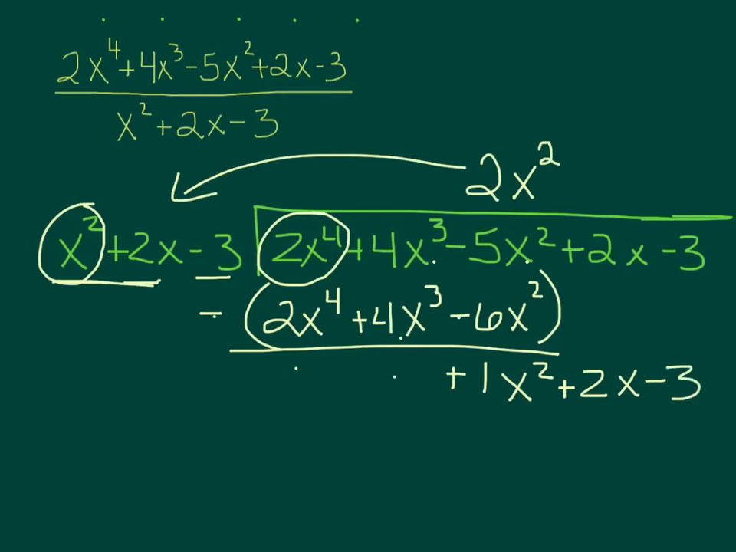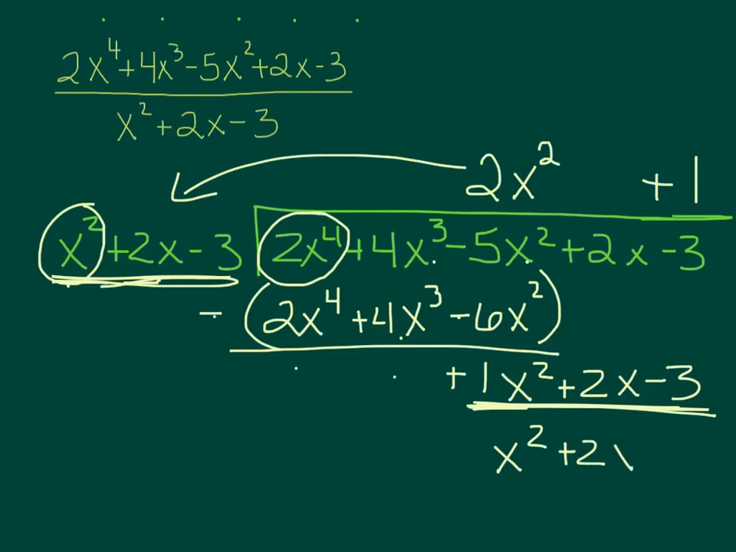Since this is a trinomial, we'll bring down enough to make this a trinomial. Alright, so x squared goes into 1x squared one time. 1 times x squared is x squared. 1 times 2x is 2x. And 1 times negative 3 is negative 3. Group and subtract. You can see that these are exactly the same.